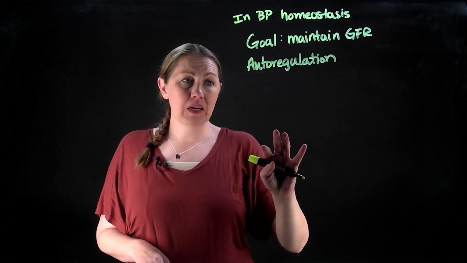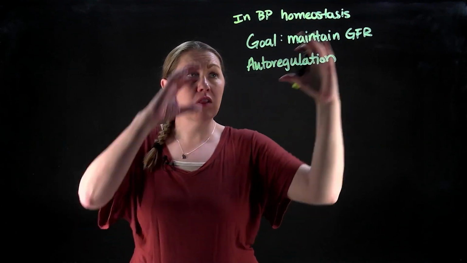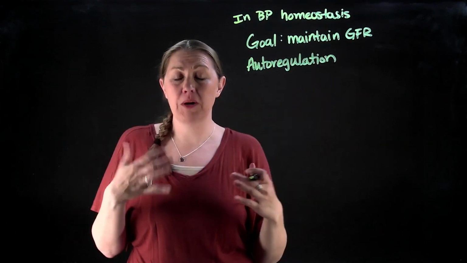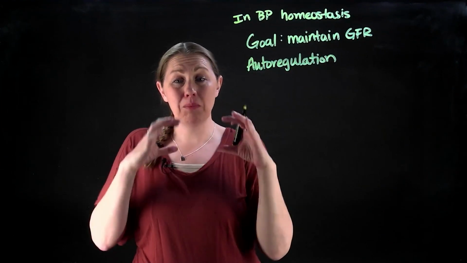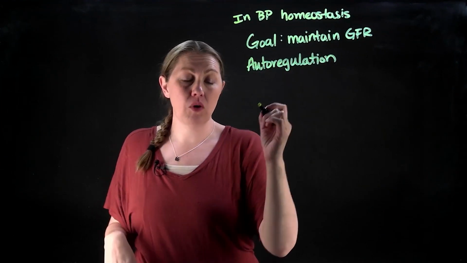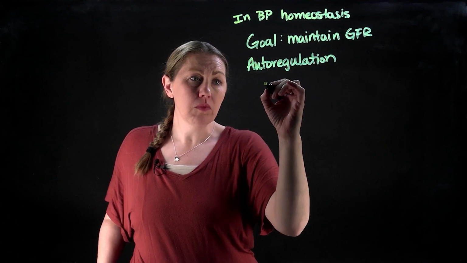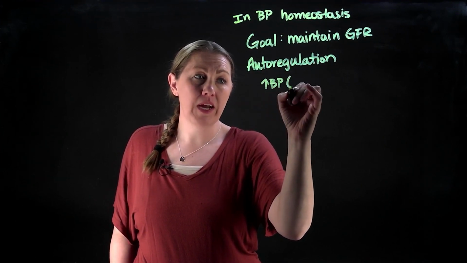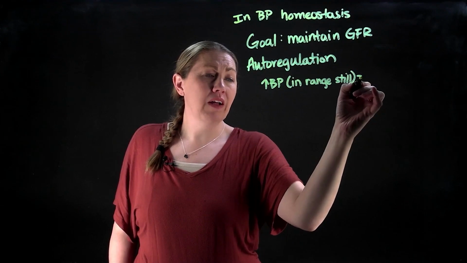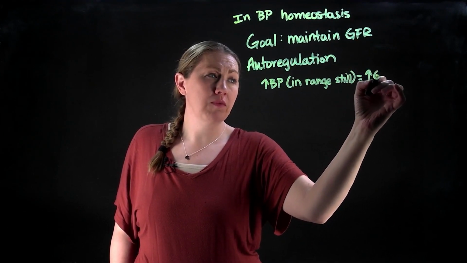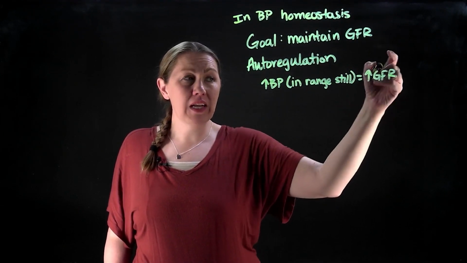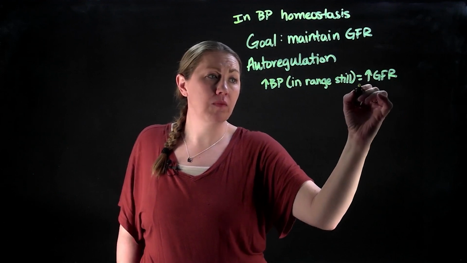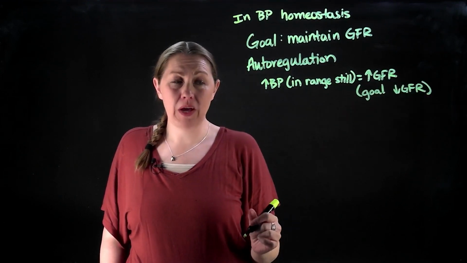What's going to happen here, so let's say if you're in the normal range and you start filtering too much, and that happens when blood pressure just elevates a little bit, but it's still within the normal range. So we're filtering too much. So slight increase in blood pressure, still in range. That's going to cause an increase in GFR. What we want to do as a kidney is lower that GFR. So how do we do that?